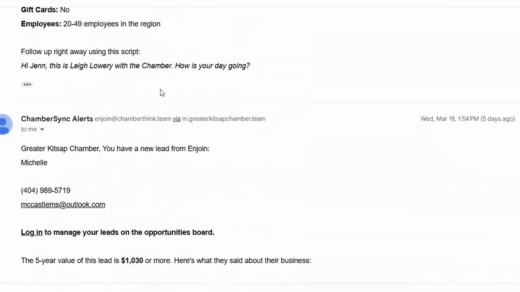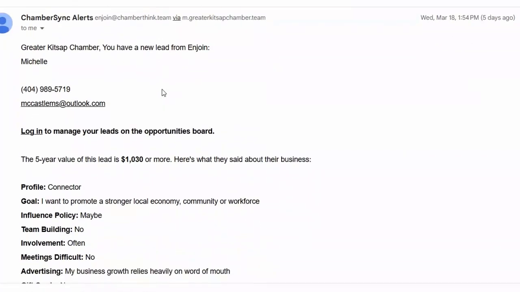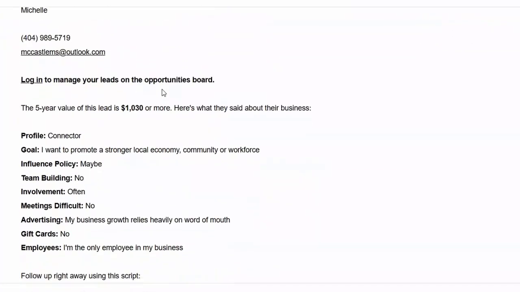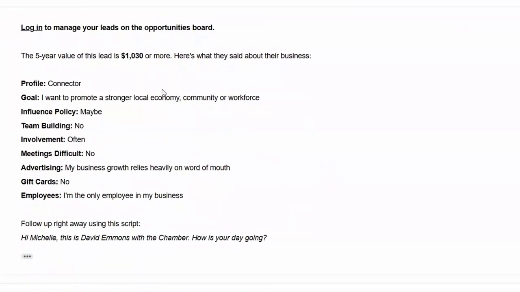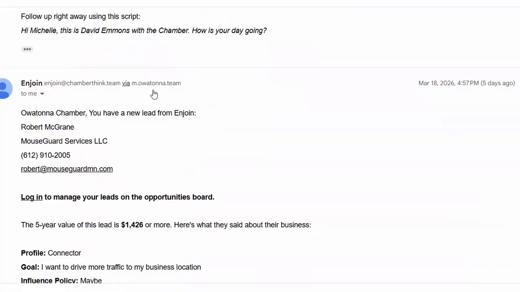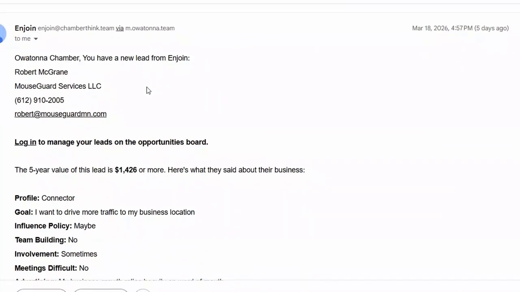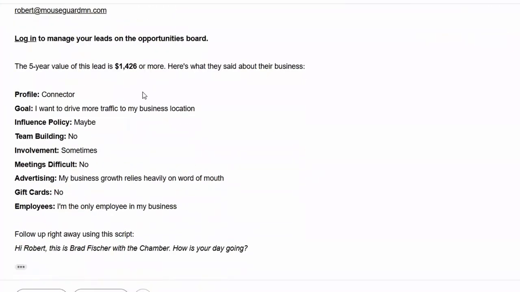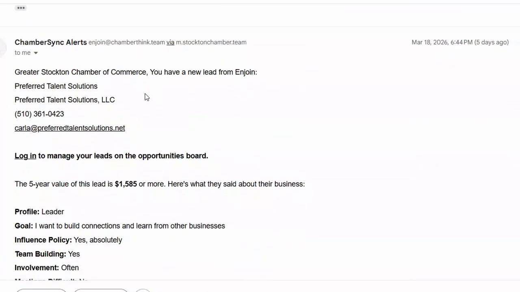They are a leader. The Kitsap Chamber in Washington State got a new lead. They didn't indicate their business, but you can see that most people do. This is a connector. The Owatonna Chamber got a new lead for mouse guard services. They're a connector. The Stockton, California Chamber got a lead for a talent solutions company.